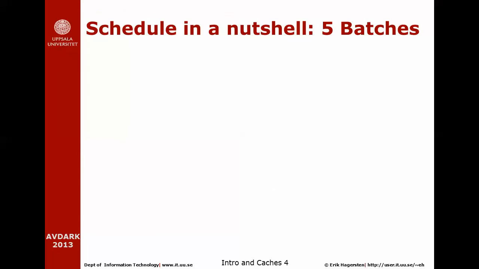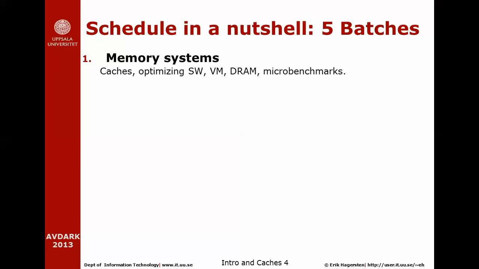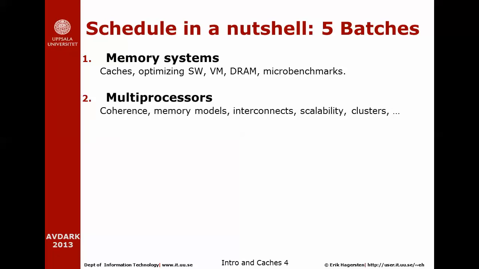In a nutshell, this course will cover 5 different subject areas, or 5 different batches. We'll start by talking about the memory system, so caches, optimizations, virtual memory systems, and so on. The second batch will deal with the concepts and the basics behind multiprocessors, and more importantly, we will cover how shared memory multiprocessors are implemented. So we'll talk about coherence, memory models, scalability, and so on.